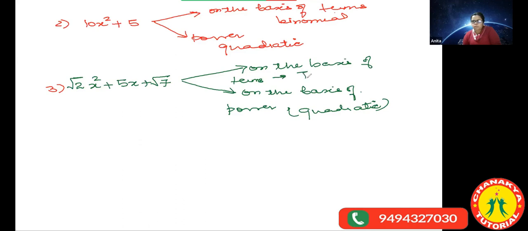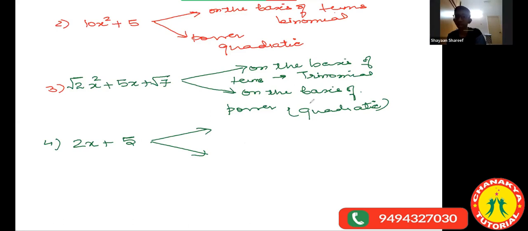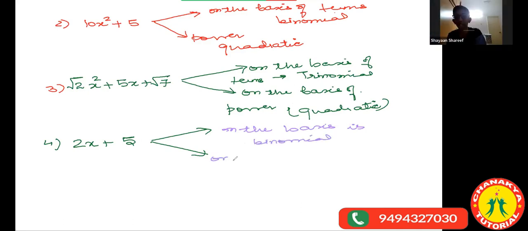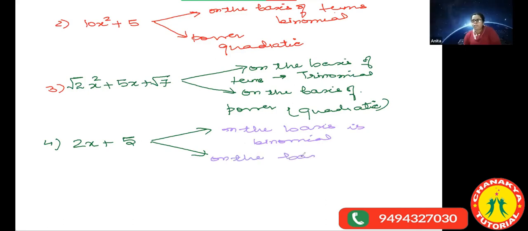It is trinomial. Good. Now, Shan, you are left only. Shan, just tell me, 2x plus 5. Which type of polynomial is it? On the basis of term, it is binomial. And on the basis of power, it is linear. Very good.